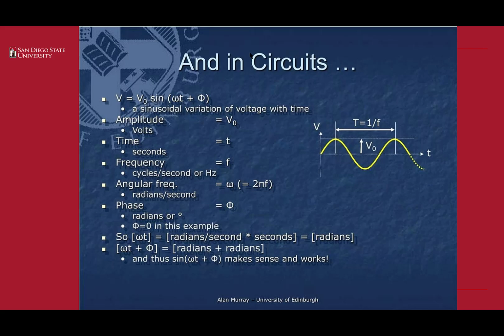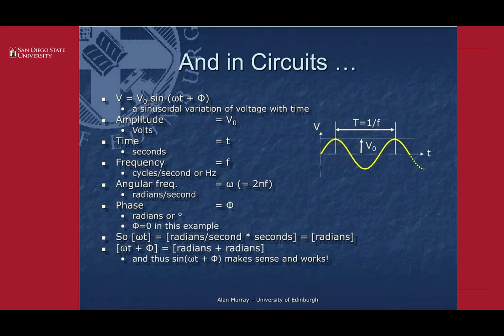Phase is represented with the Greek letter phi and measured in radians or degrees. If phi is 0, then the voltage function becomes V0 sine omega t only. So there is no phi if it is 0. And this means that there is no phase shift, but only frequency and amplitude.